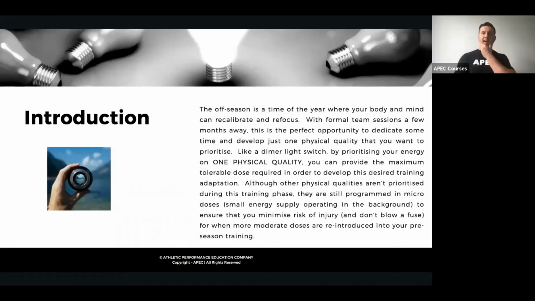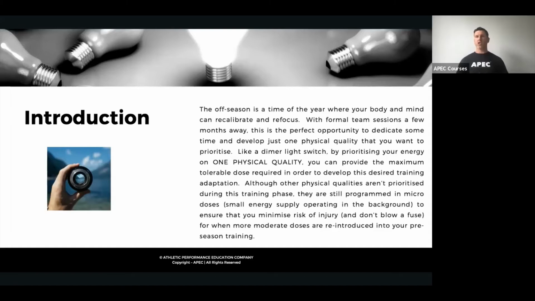So, like I said, this presentation was built around some of the athletes that we work with in their off season. The off season is the time of year where your body and your mind can recalibrate and refocus. With formal team sessions normally a couple of months away, this is a perfect opportunity to dedicate some time and develop just one physical quality that you want to prioritize. If you think about what goes on in season for athletes, they're trying to develop multiple physical qualities, and in their off season, they get to focus on developing just one physical quality.